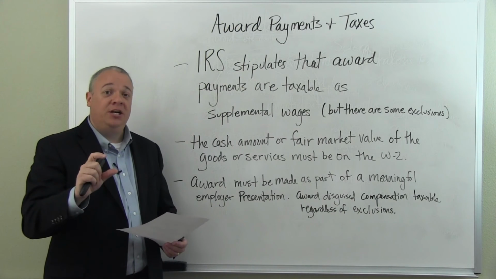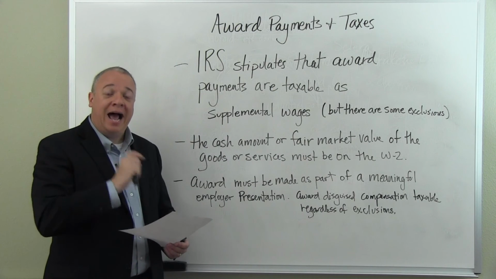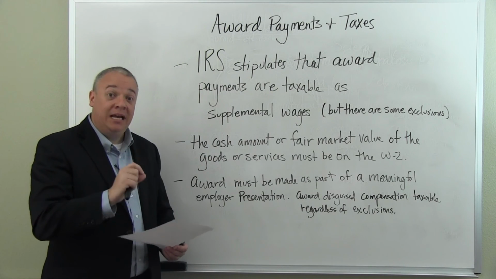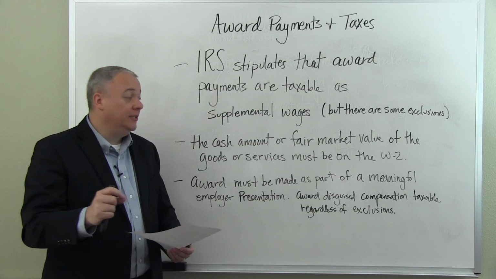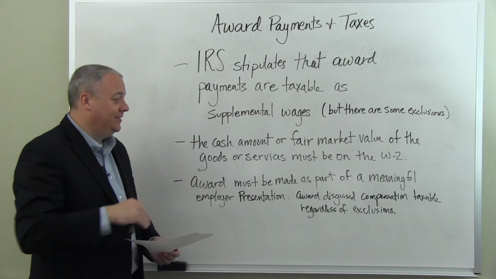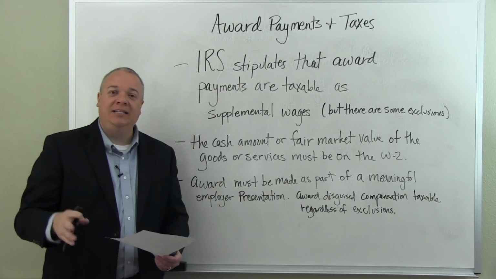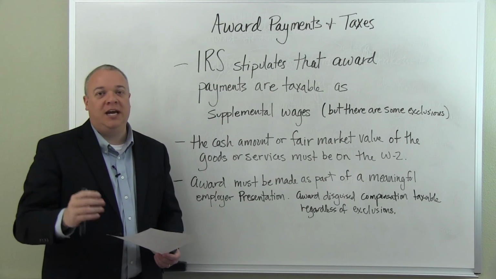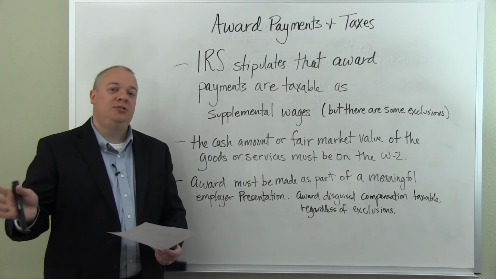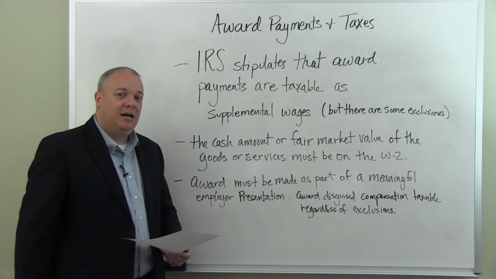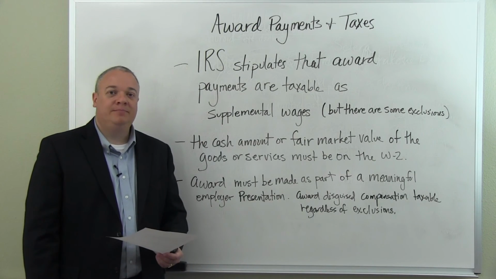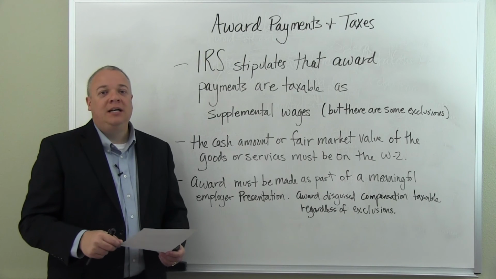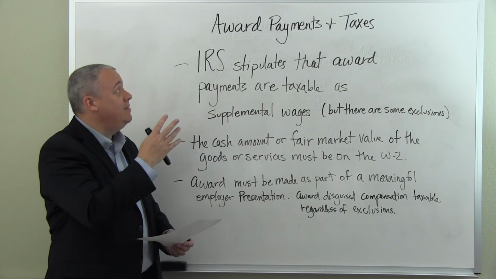With those exclusionary ones, the ones that can be excluded, it has to be given during a meaningful, meaning legitimate, employer presentation, and if it is at any time deemed to be merely trying to cloak compensation and give it tax-free, regardless of the exclusions, it will be immediately put into the taxable income bracket. Anyway, this has just been a basic overview of award payments and taxes.